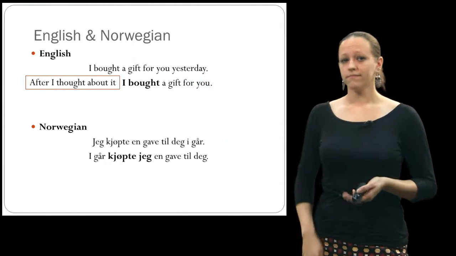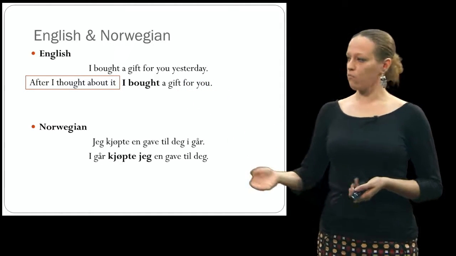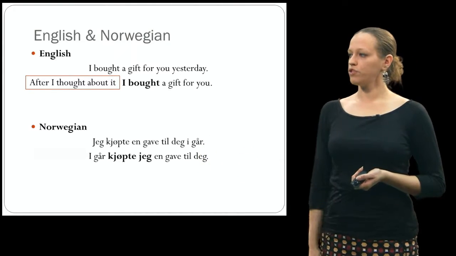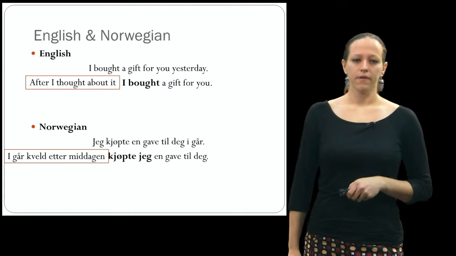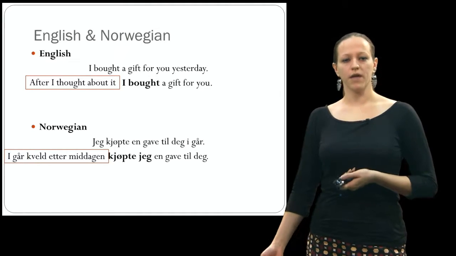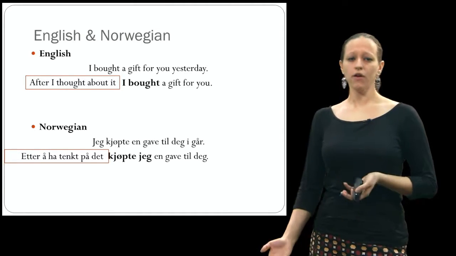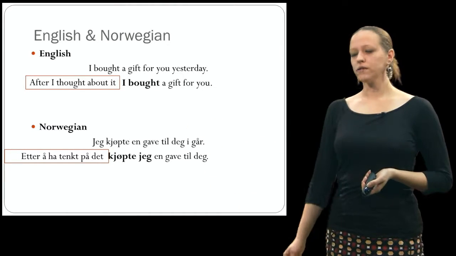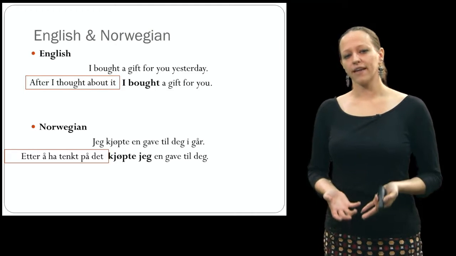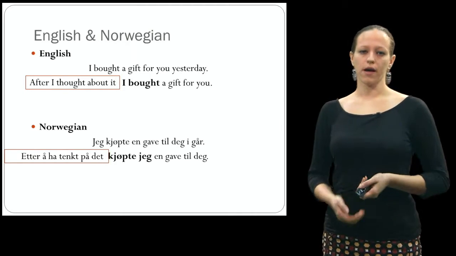In Norwegian, it again doesn't matter, but it will always be verb-subject. Før jeg ringte deg, kjøpte jeg en gave til deg. I går kveld etter middagen kjøpte jeg en gave til deg. Etter å ha tenkt på det, kjøpte jeg en gave til deg. It doesn't matter what we put in the front, it has the same effect. It always makes the verb come second.